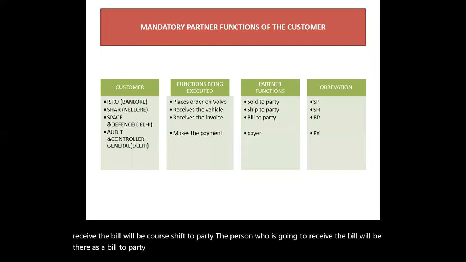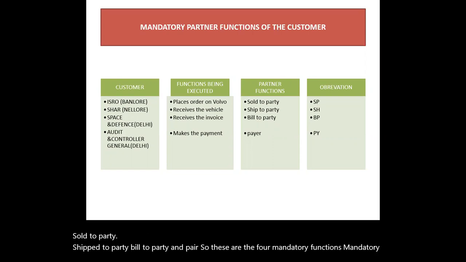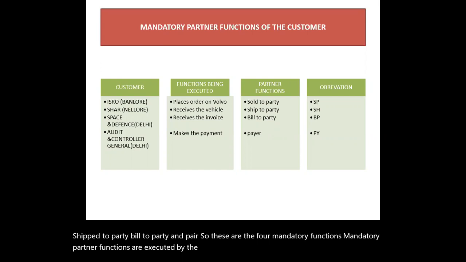And payment will happen from a different person. The person who is going to pay the bill will be called the payer. Sold to party, shipped to party, bill to party, and payer. So these are the 4 mandatory functions. Mandatory partner functions are executed by the customer.